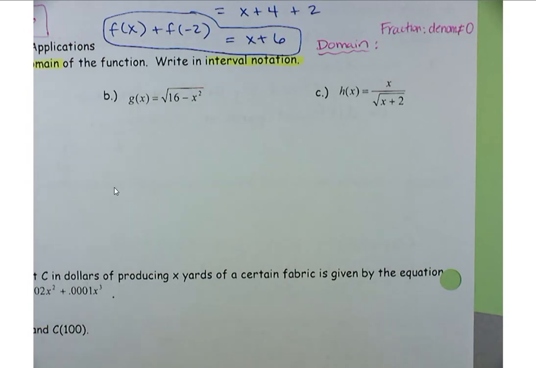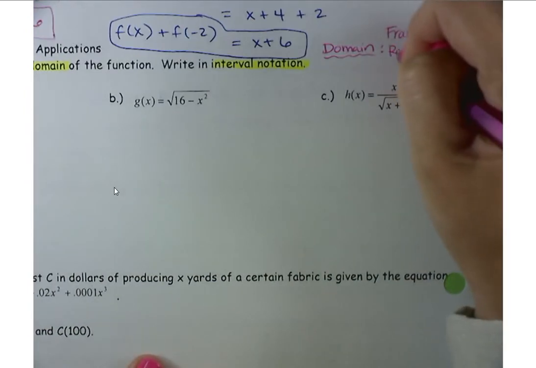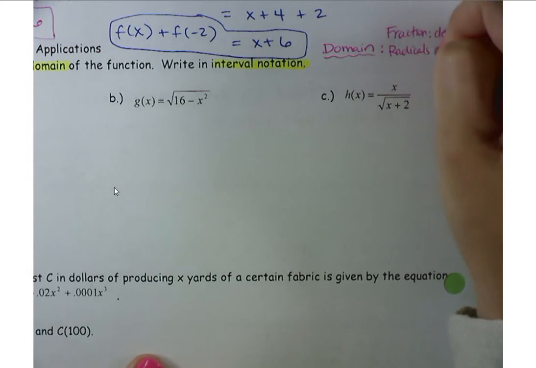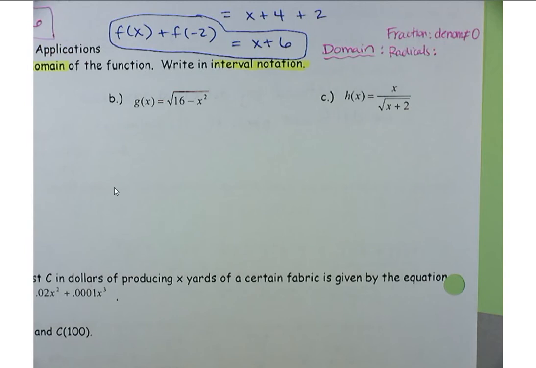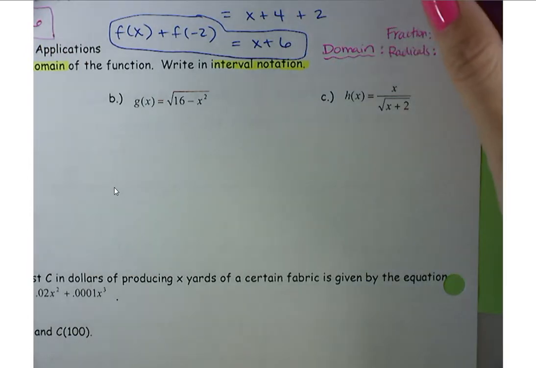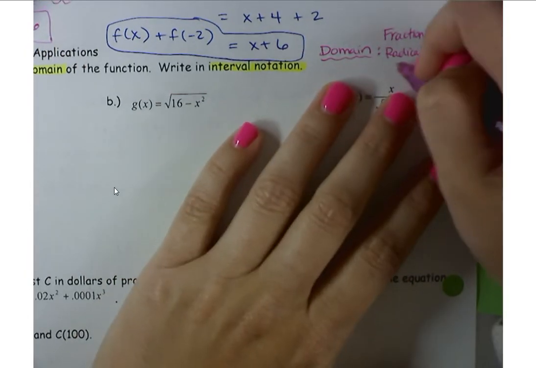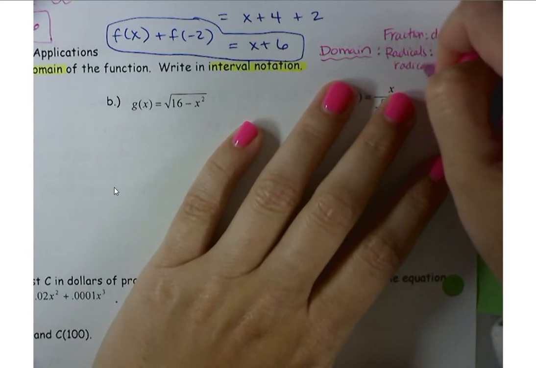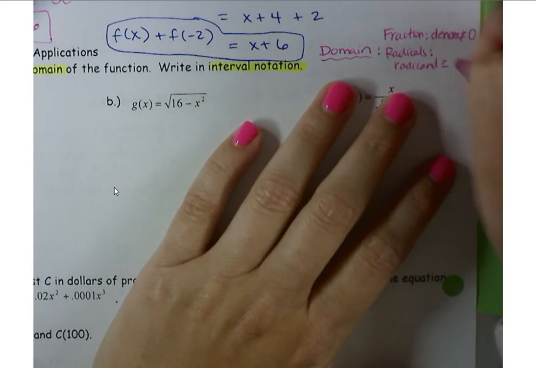Okay, Blake, what's something else we had to watch out for? Radical. Yep. And do you remember what we'd have to set up for the radicals? Because what can't we have under the radical? Can't have a negative, right? So we can't have any negatives underneath. So we would set the radicand greater than or equal to 0.